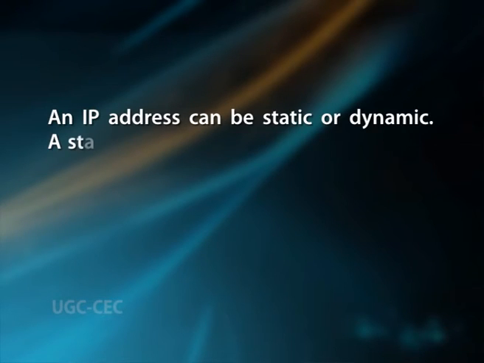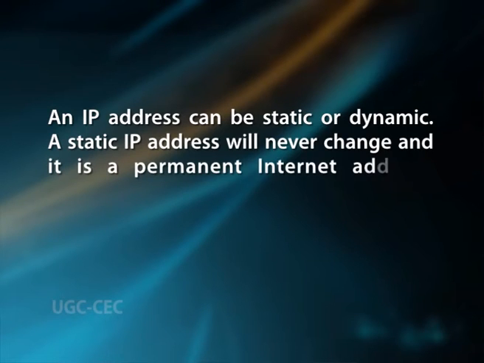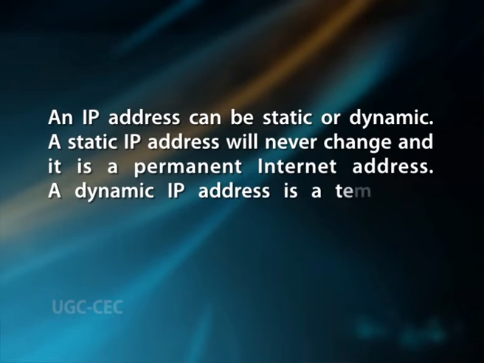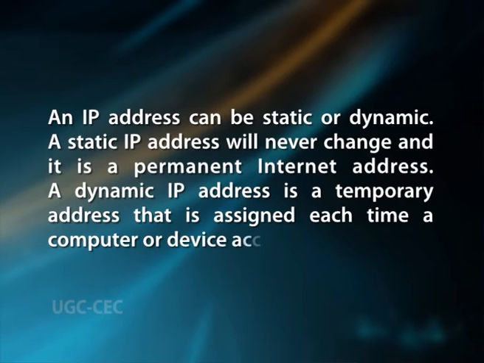Within an isolated network, you can assign IP addresses at random as long as each one is unique. However, connecting a private network to the Internet requires registered IP addresses, also called Internet addresses, to avoid duplicates. An IP address can be static or dynamic. A static IP address will never change and it is a permanent Internet address. A dynamic IP address is a temporary address that is assigned each time a computer or device accesses the Internet.